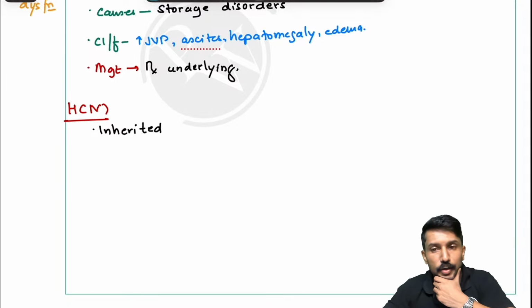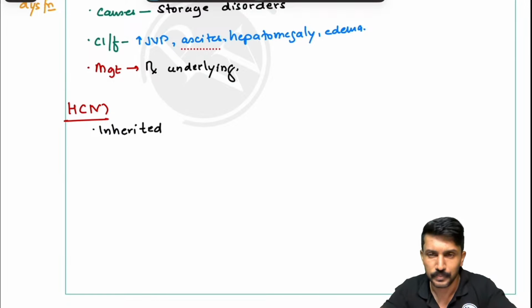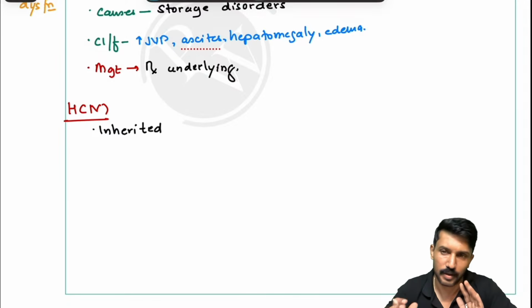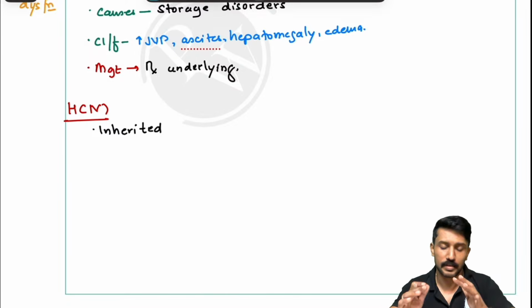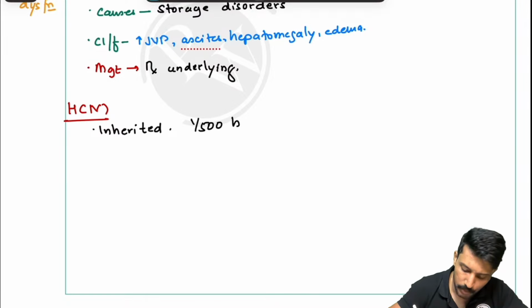The restrictive or dilated cardiomyopathy can be acquired. If you drink regularly, you will have dilated cardiomyopathy. If you load iron or if you develop amyloidosis, you can acquire the restrictive cardiomyopathy. But hypertrophic cardiomyopathy cannot be acquired. It is inherited. It is very, very common. It affects 1 in 500 births and it is due to mutation in beta myosin heavy chain gene.